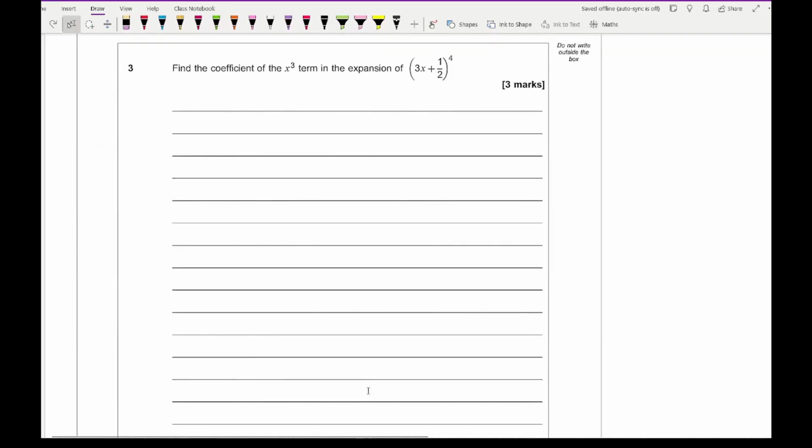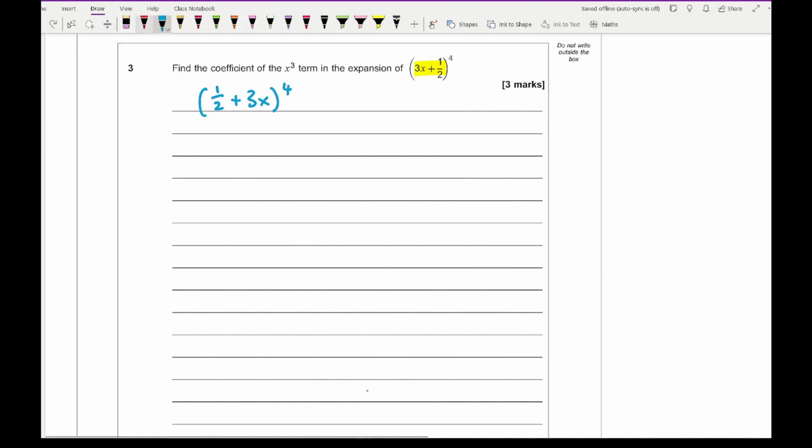Moving on to question 3, it says find the coefficient of the x cubed term in the expansion of 3x plus a half to the power of 4. Now one thing I notice in this particular question is that the x term is written first. Not that it makes a massive difference, but I'm just going to rewrite it. So I've got a half plus 3x to the power of 4. And those two will be exactly the same because the half is still positive, that's in the bracket, and the 3x is still positive.